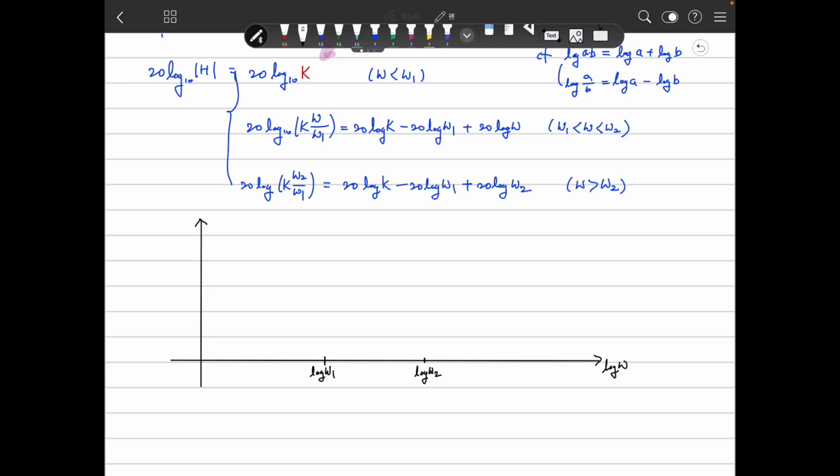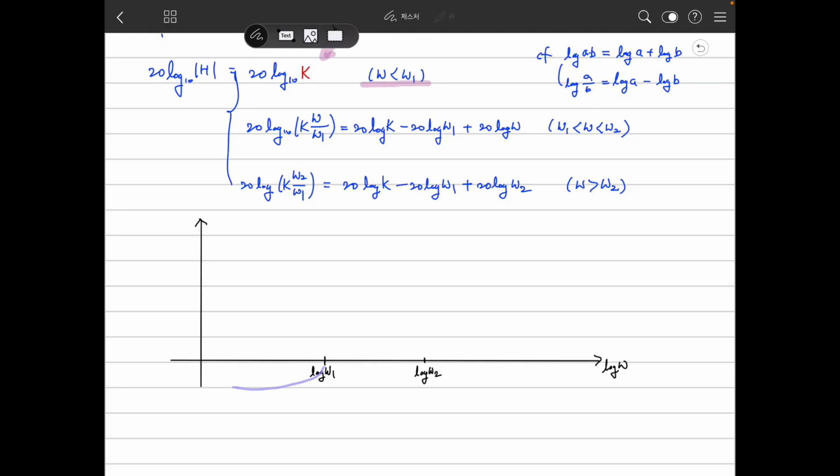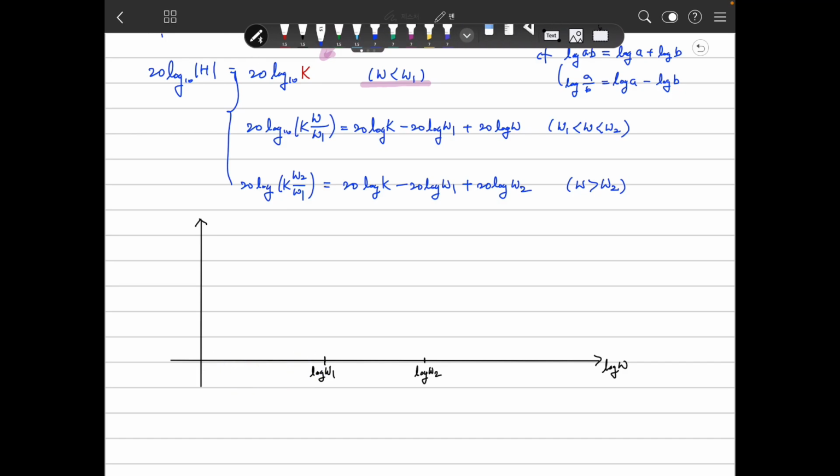Here, when omega is smaller than omega 1, this region in the figure is the magnitude of H in dB. What's the meaning of that? When you represent dB, we draw not H but 20 log H.